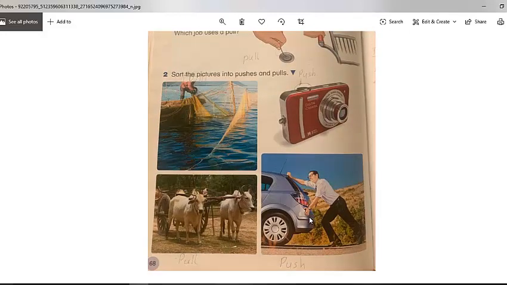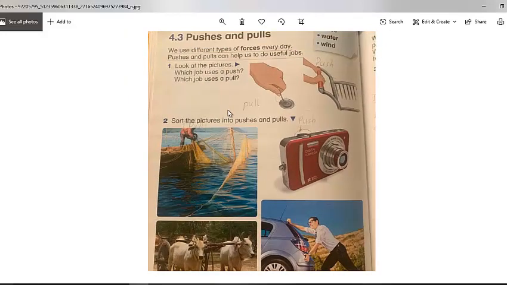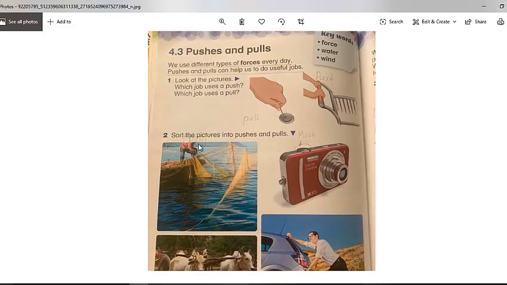Let's see the man. The man's car is broken. He's trying to push it. And here, what are they doing with the cart? They are pulling it. So you will have an idea about pushes and pulls and their everyday uses.